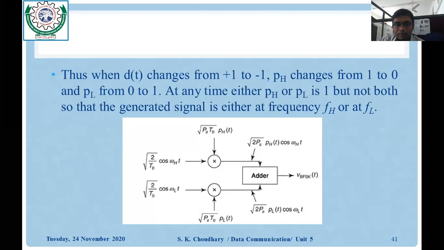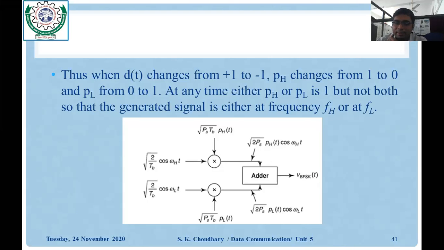So when d(t) changes from +1 to -1, PH changes from 1 to 0, and PL changes from 0 to 1. At any time, either PH or PL is 1, but not both, so the generated signal is either at the frequency FH or FL. If PH is 1, it is FH frequency. If PL is 1, it is FL, the low frequency.